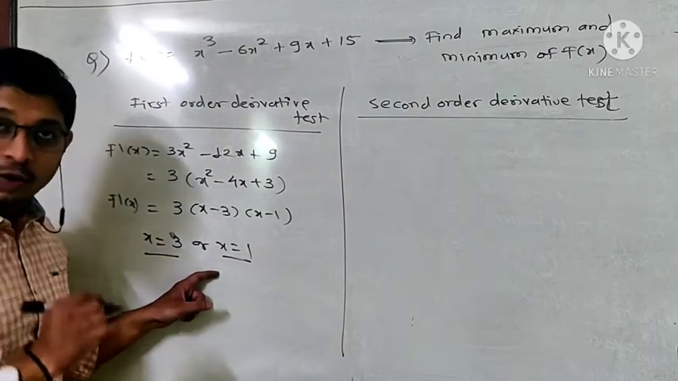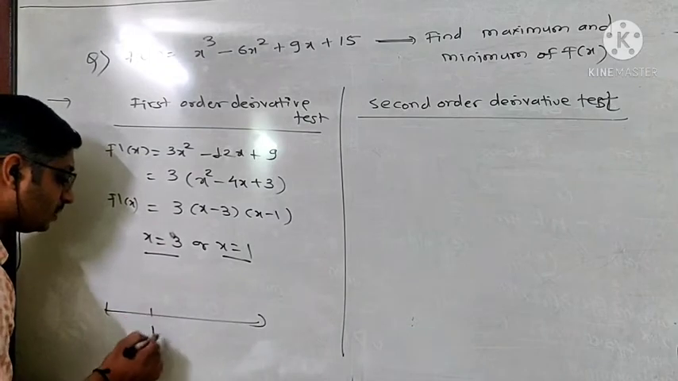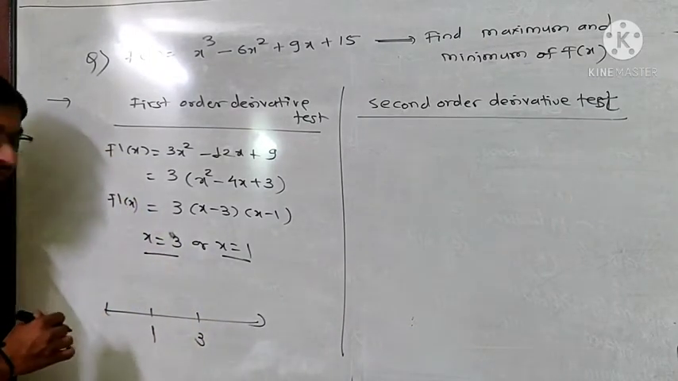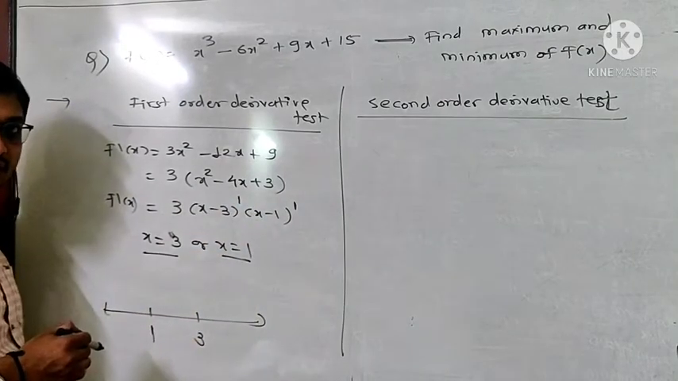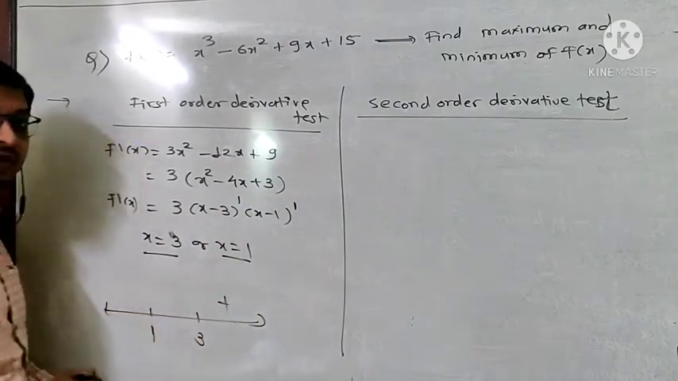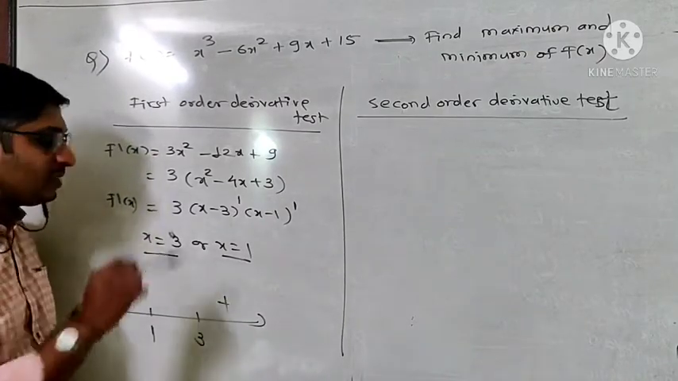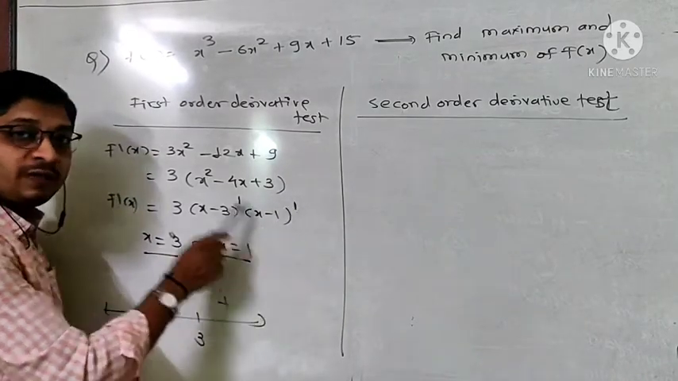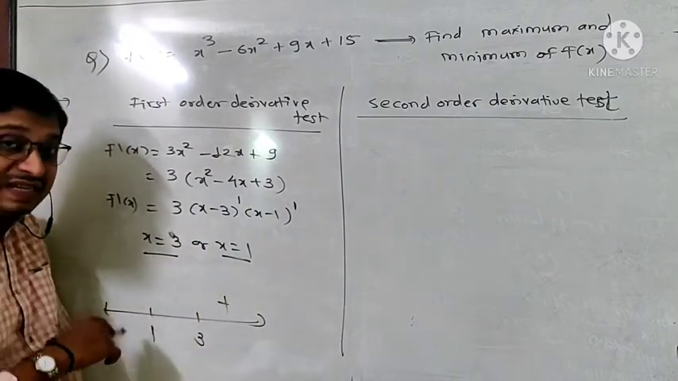Either the inequality or the wavy curve method. So here the wavy curve will be like this, with points 1 and 3. First we will check the indices of a bracket. What we have studied in the wavy curve is that on the right hand side the graph is always positive, and if the order of a bracket is an odd number, then the function will be changing its sign.